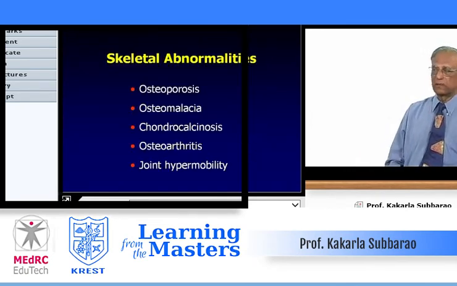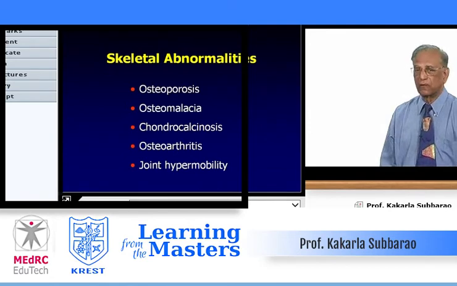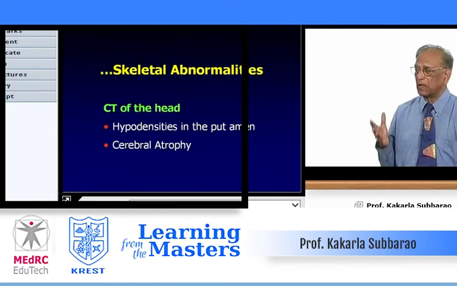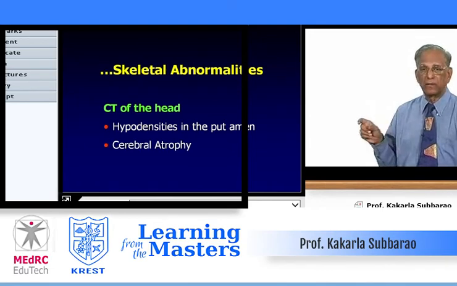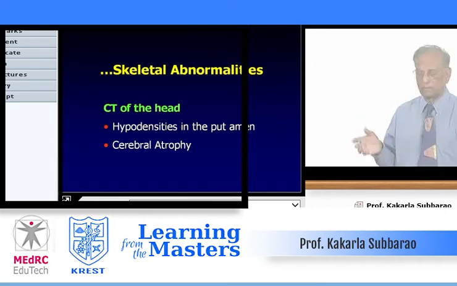Skeletal abnormalities, to repeat, osteoporosis, osteomalacia, chondrocalcinosis, premature osteoarthritis, joint hypermobility. Of course, CT of the brain shows hypodensities in the putamen, extrapyramidal system, and cerebral atrophy. Occasionally, these people come with hematemesis because of the cirrhosis of the liver and esophageal varices. I have seen a few cases like that.